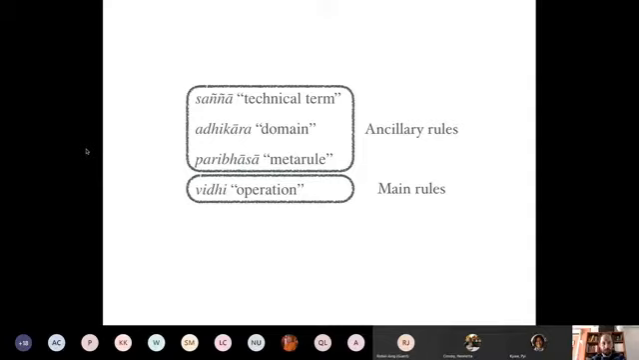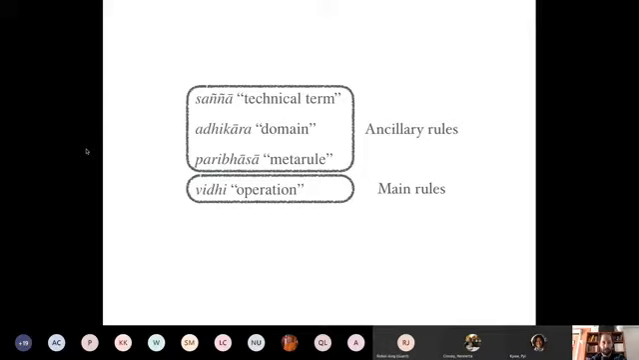A Sanya is basically a name, or a technical name, that will be used in the grammar. Then we have Adhikara rules, Adhikara suttas. These rules give us a domain, or they open a domain within which certain rules will operate. So Adhikara means a governing rule. It's a rule that dominates the rules that come afterwards, or sometimes the rules that are prior to this rule. So it opens a specific domain for certain operations.